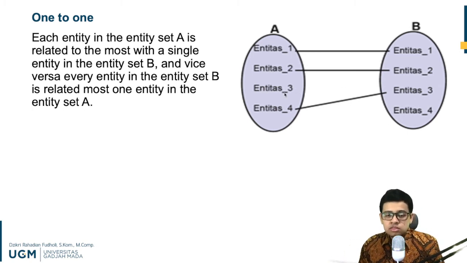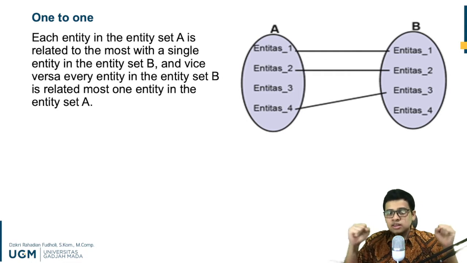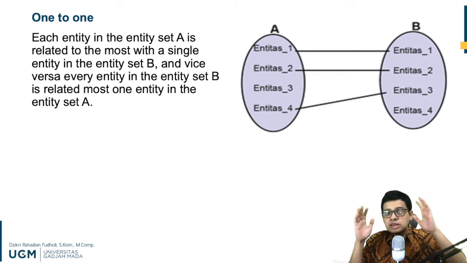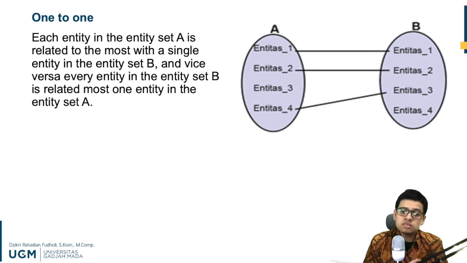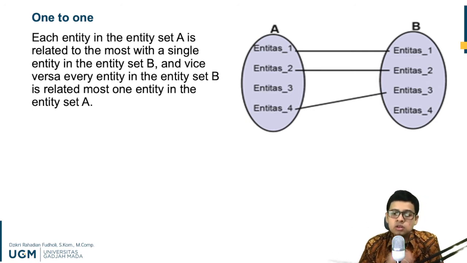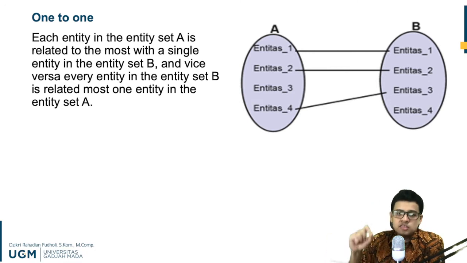If you want to connect entity 3 here in this example, and connect it to entity 2 on the B set, that's not possible because the rule says just one entity to one entity for this A and B connection. For example, about the workers and the ID. So one ID is only attached to one person, and one person will only have one ID. So that's one-to-one.